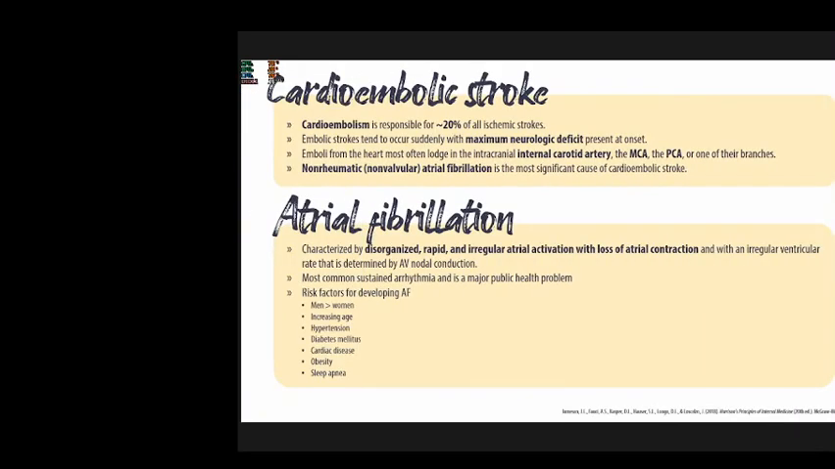Okay, so cardioembolic stroke tends to occur suddenly with maximum neurologic deficit, most commonly in the ICA, MCA, PCA. Sige, next.